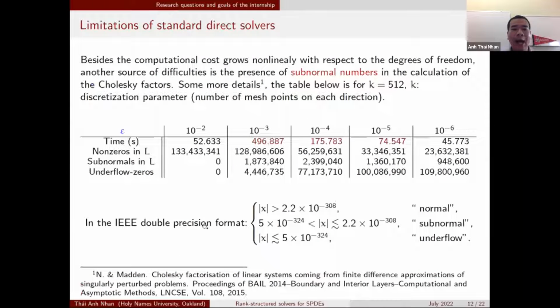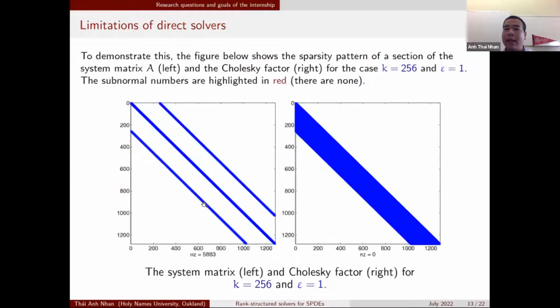And another challenging part is dealing with subnormal numbers. A subnormal number is something very small that the hardware or the compiler cannot efficiently calculate, so we need to handle it at the microcode level. It's just more expensive in terms of computational cost.